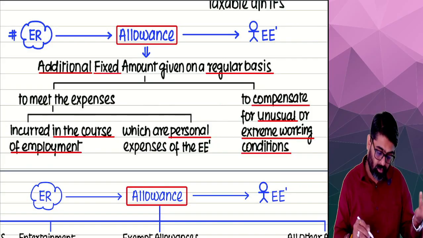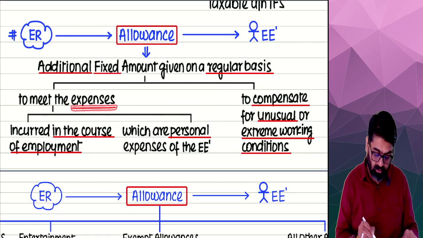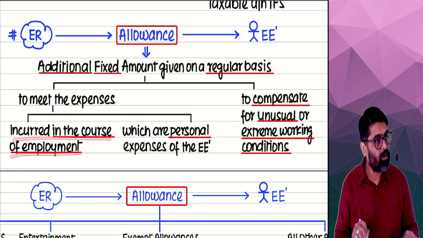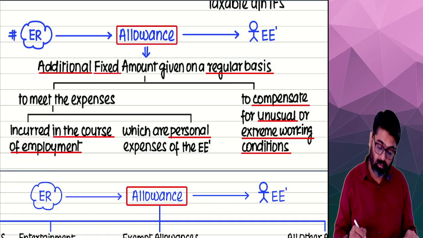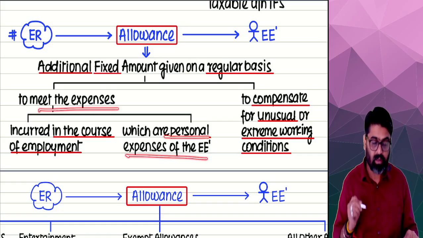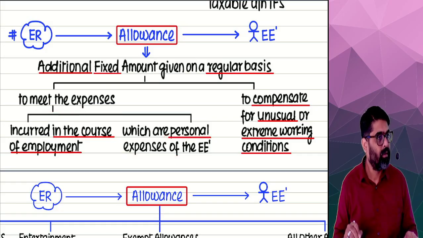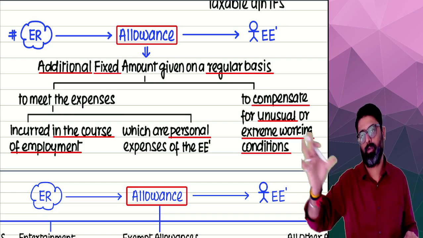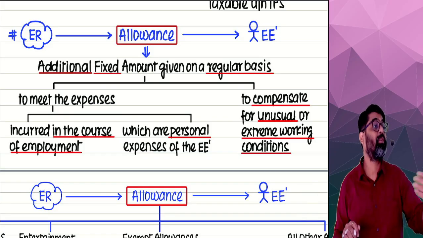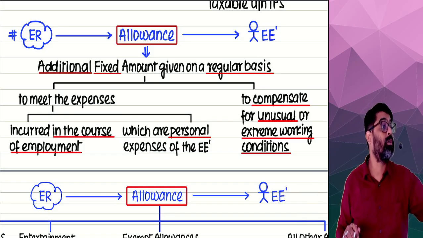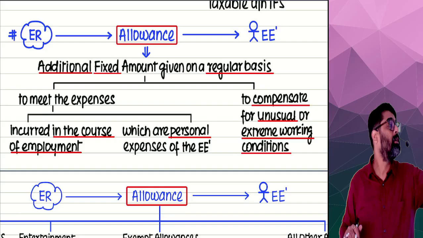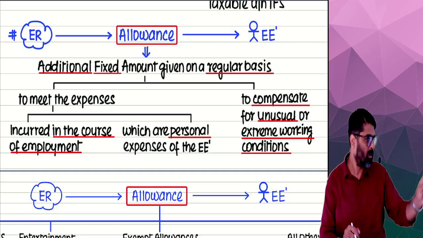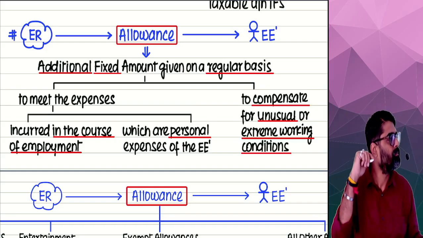It can be given to meet expenses incurred in the course of employment, or that fixed amount can be given to meet the expenses which are personal expenses of the employee. So to meet certain personal expenses, take this fixed amount. Or to meet the expenses which you are incurring in the course of employment, take this fixed amount. Don't come again and again to me.